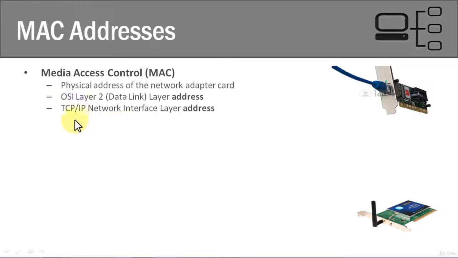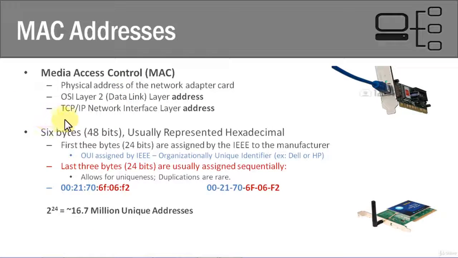The reason I brought this up now, before we go any further, is we're going to be discussing this later, and I want you to start to get into your memory that MAC addresses operate at OSI layer 2, which is the data link layer, and at the TCP/IP network interface layer. Once we start talking about those different models later in the course, it's all going to start to click and make sense. So with that said, let's get back to our discussion on MAC addresses.